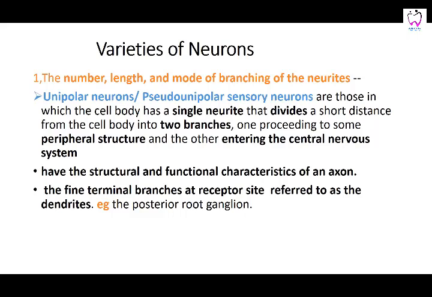The one which is going to act as an axon goes towards the periphery, proceeding to the peripheral structure, and then the other enters the central nervous system. This has the structure and functional characteristics of an axon. The fine terminal branches of the receptors are referred to as dendrites. You see such types of neurons in the posterior root ganglia.